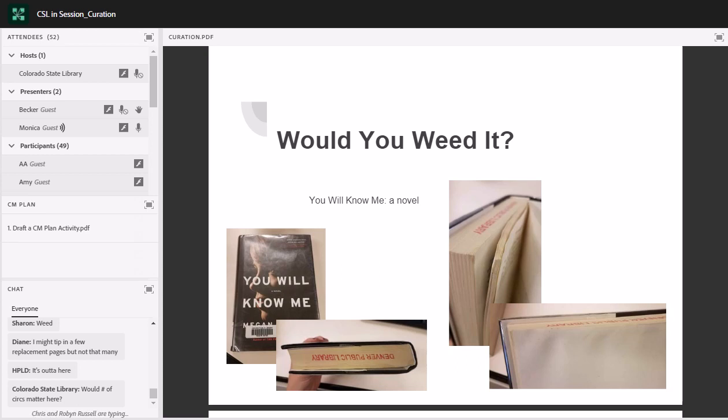Would number of circs matter here? This one does have, it's circulated 5 times this year, 24 times in its lifetime. It was added in 2016, and we have 17 active copies of it with 3 checked out. It last circulated September 24th. Got our money's worth, yeah. Since it's such low circs. Okay.